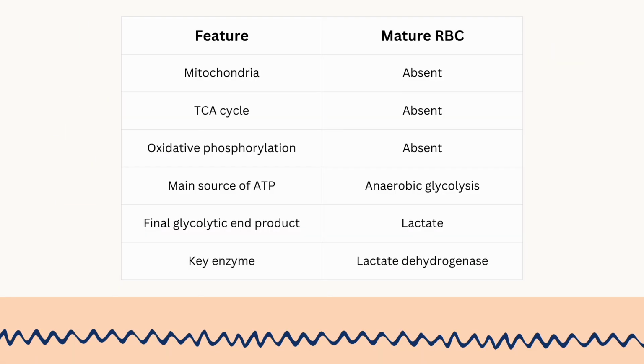Here is a table that would help you to revise the features of mature RBCs. Let's look into it. Mitochondria are absent in RBCs, and the TCA cycle and oxidative phosphorylation do not take place in RBCs. The main source of ATP in RBCs is anaerobic glycolysis, the final glycolytic end product is lactate, and the key enzyme that acts in it is lactate dehydrogenase.